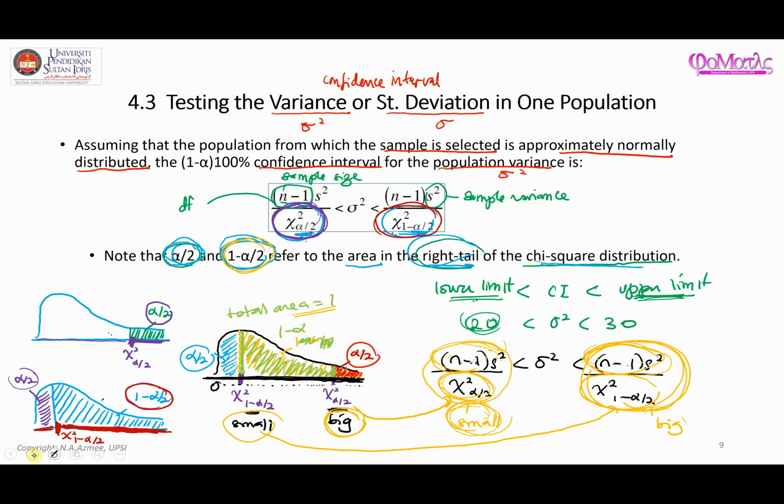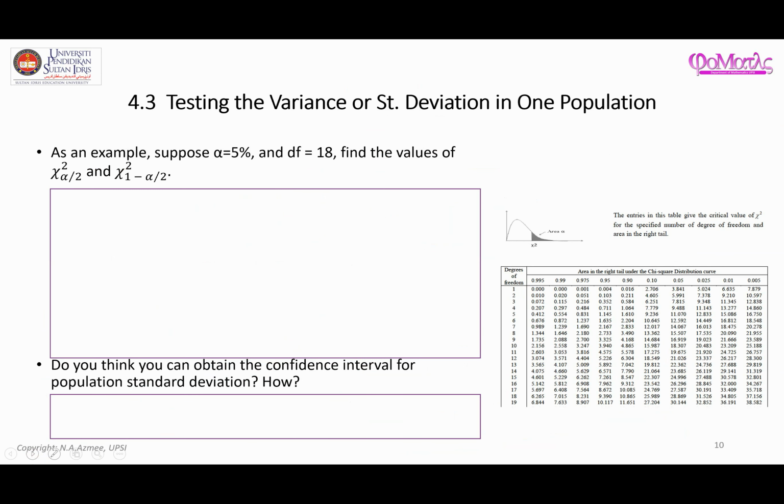Now let's look at the simple example here. Suppose that alpha is 5%, degrees of freedom is 18. Find the values of this one and this one. So we're going to start off by sketching the position of chi-squared alpha over 2 and chi-squared 1 minus alpha over 2. Alright, so here is the chi-squared distribution. So alpha over 2 is this one. This is alpha over 2.